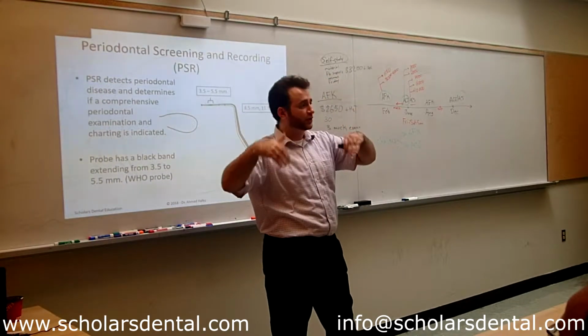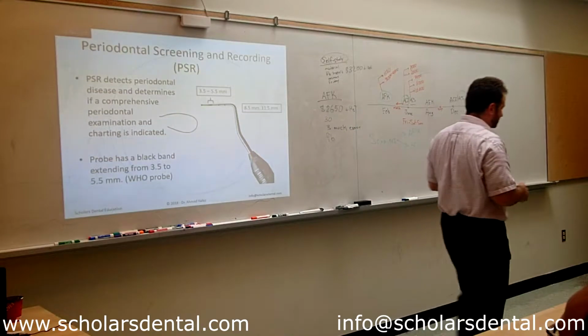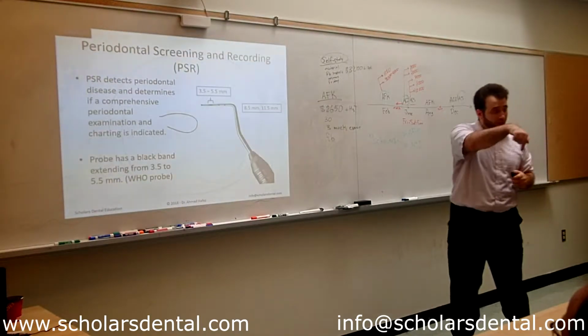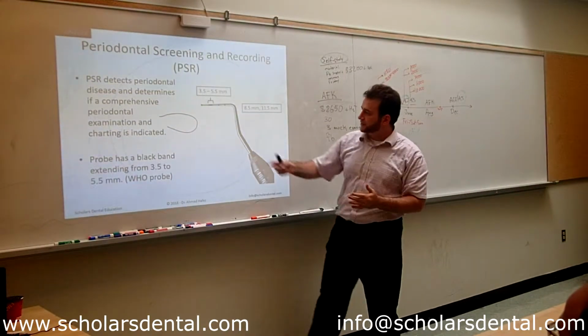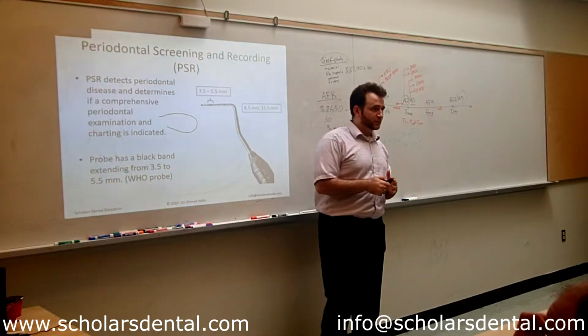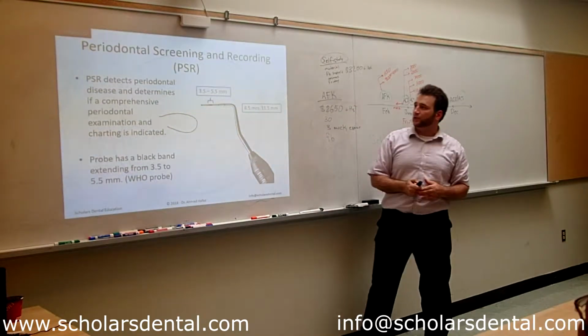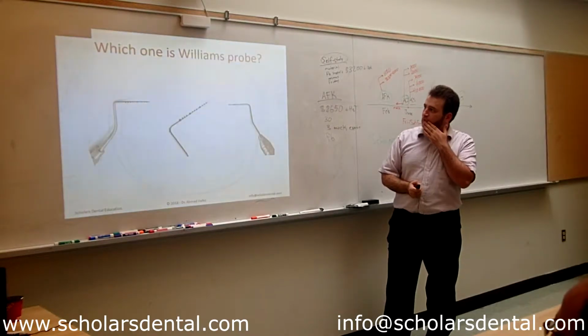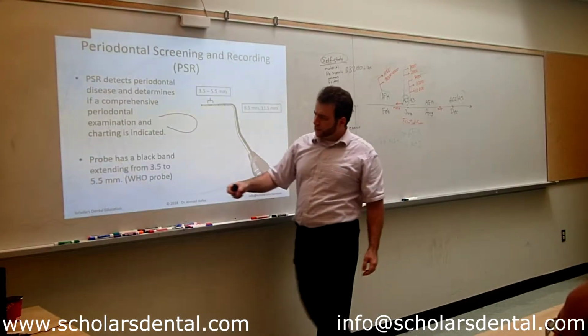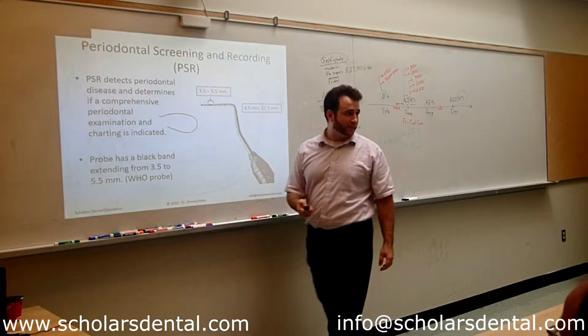0, 1, 2, 3, 4. Okay? And then that's the PSR score for that probing site. So it's based on this black band here, okay? Which is 3.5 to 5.5, which is the World Health Organization probe.